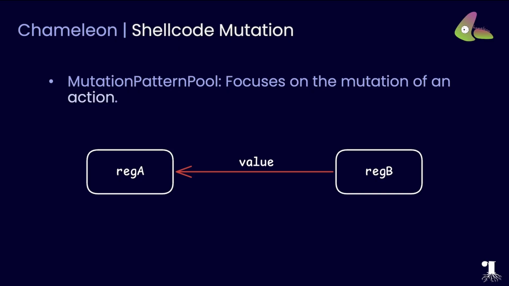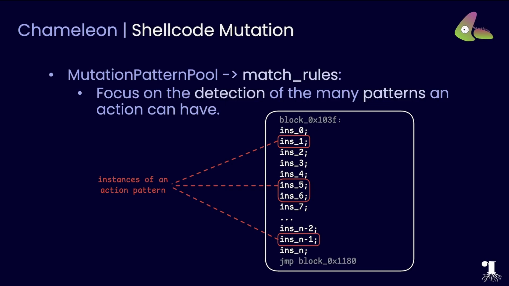Okay, so let's talk about shellcode mutations. How do we mutate a shellcode? For this part, I want you to understand what mutation pattern pools are in this project. Each mutation pattern pool focuses on the mutation of an action. In this case, we can use the example of moving a value from register B to register A. Each mutation pattern pool has a set of match rules, and each match rule focuses on the detection of a pattern an action can have.